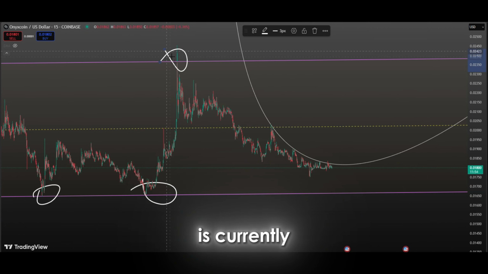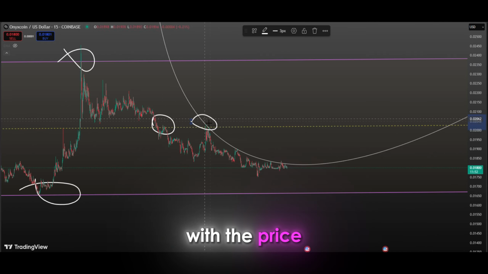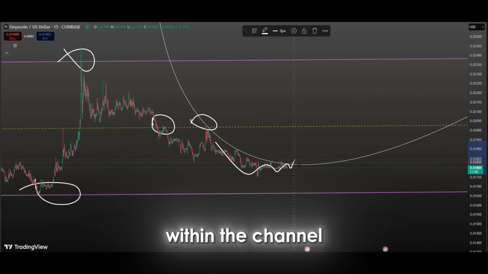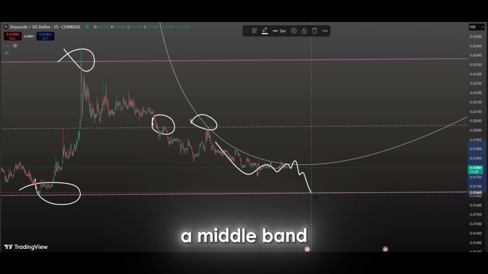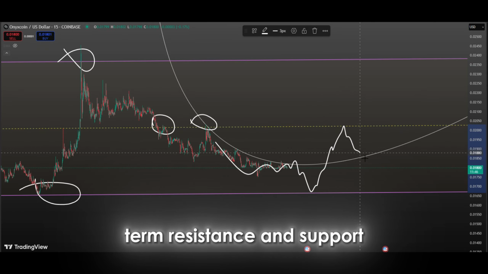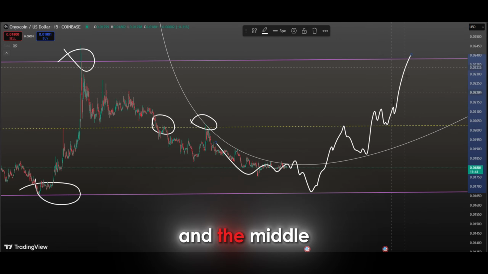The observed pattern is currently framed by a resistance line from above and a support line from below, with the price swinging back and forth between these two limits like a pendulum. Within the channel, there is also a middle band, which functions as a dynamic level that can act as both short-term resistance and support.